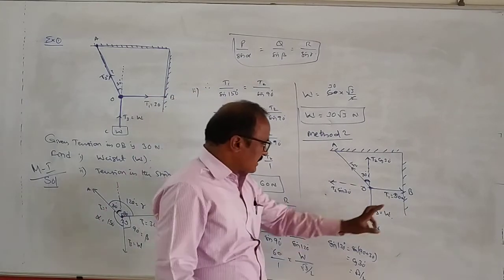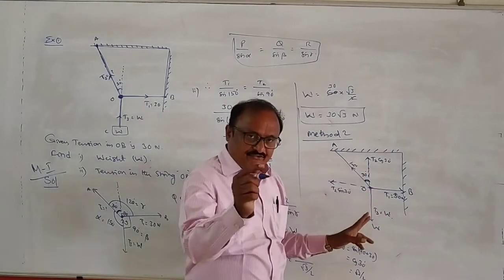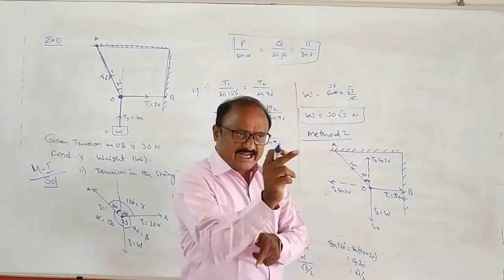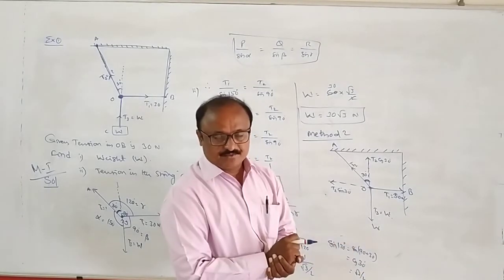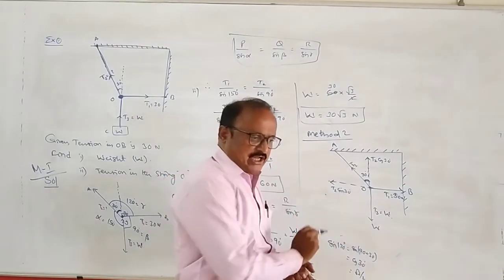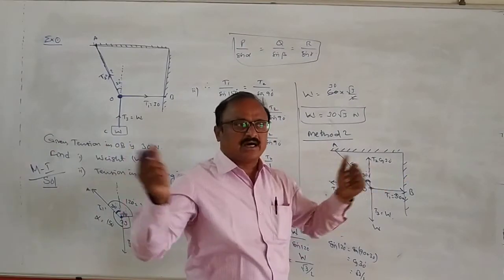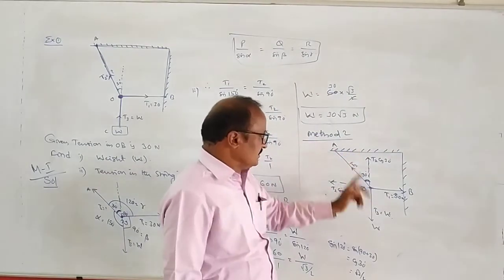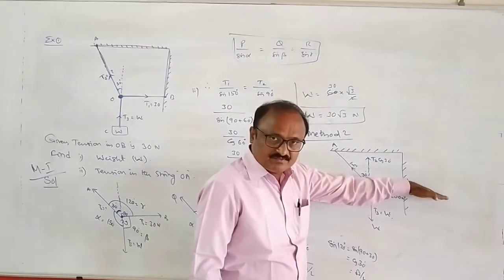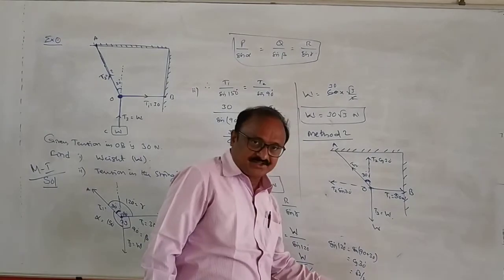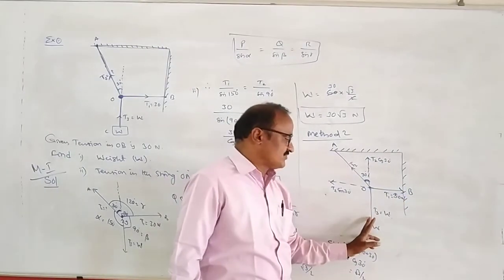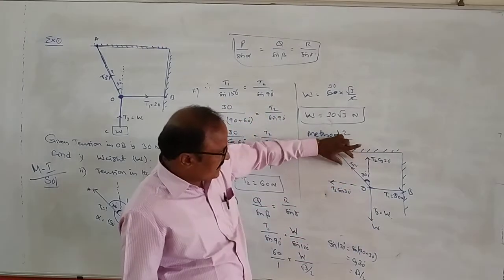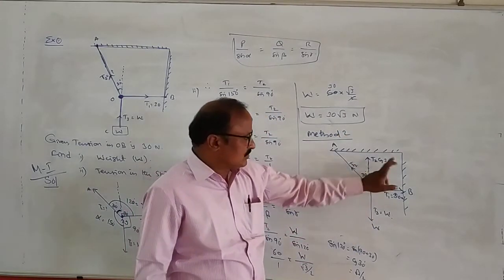So here, out of T1, T2, T3, which force is lying in a plane? Then only it will be resolved into two perpendicular components. If a force is lying along the x-axis or y-axis, we cannot divide it into components. T1 is lying along the x-axis and W is lying along the y-axis. There is no need to divide these forces into components. T2 is lying in the xy plane, so only T2 will be resolved into two perpendicular components, T2 cos 30 and T2 sin 30.